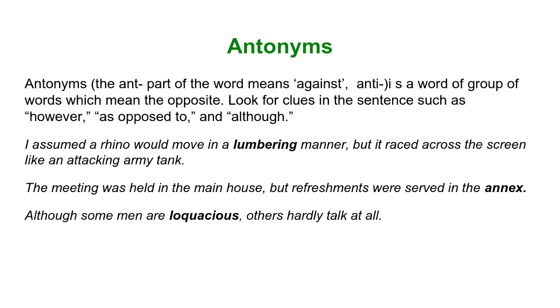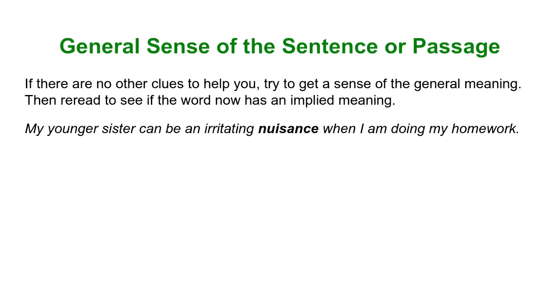And another thing you can look at to figure out that mystery word is the general sense of the sentence or passage. So, my younger sister can be an irritating nuisance when I am doing my homework. So the general sense, you look at here and think about irritating. We know a nuisance is something that's going to irritate you when you're trying to concentrate. So we know that a nuisance is just something that bothers you.